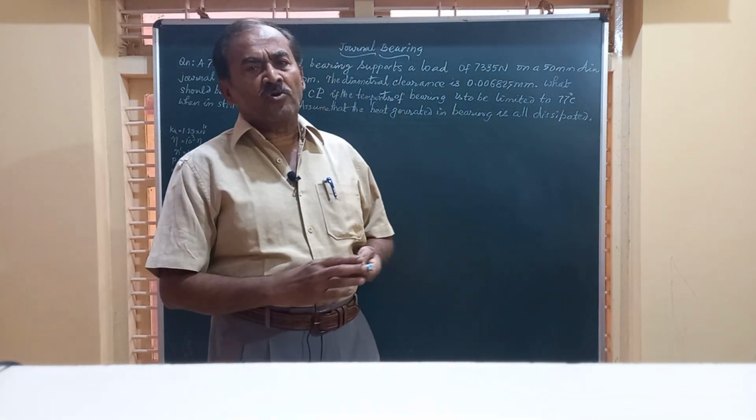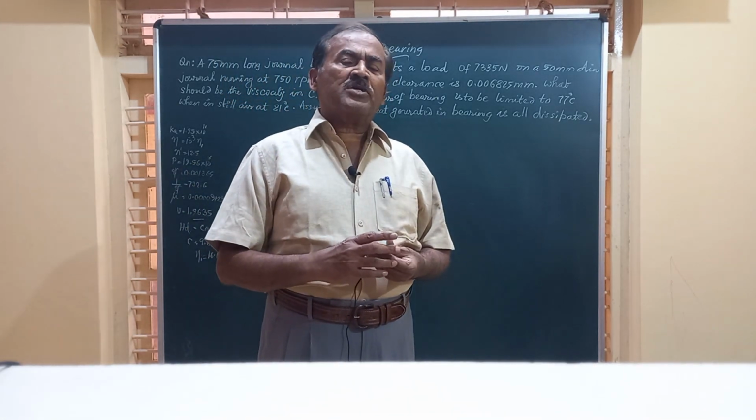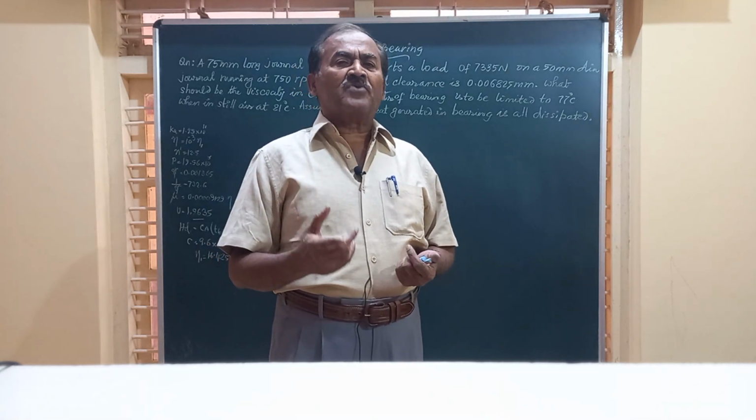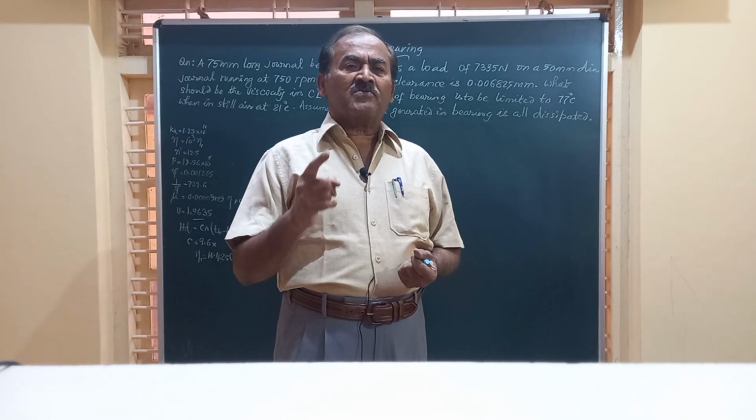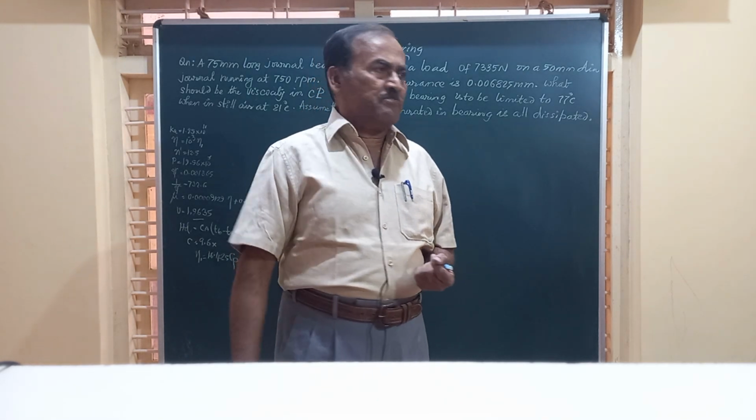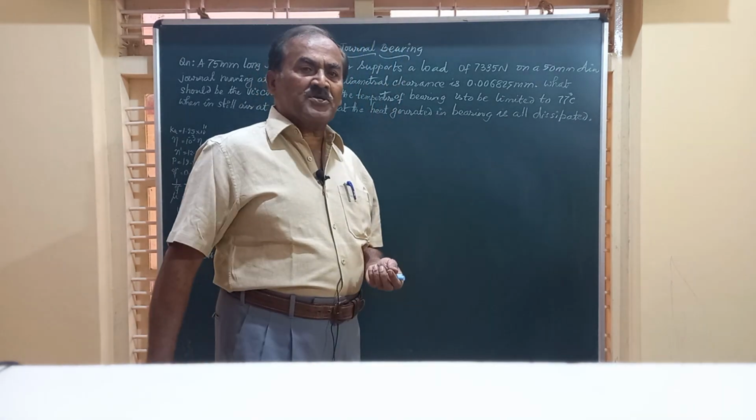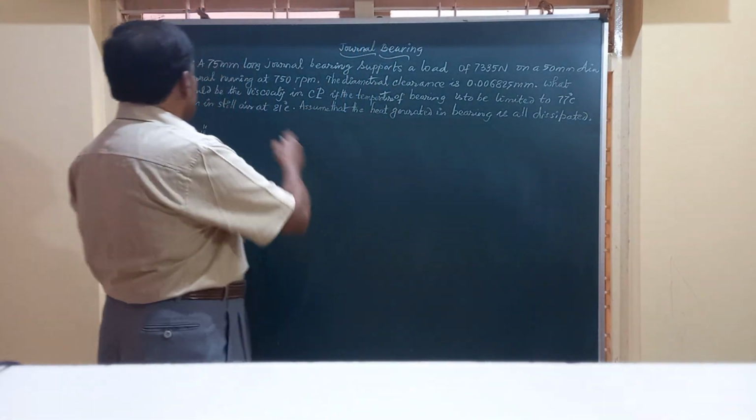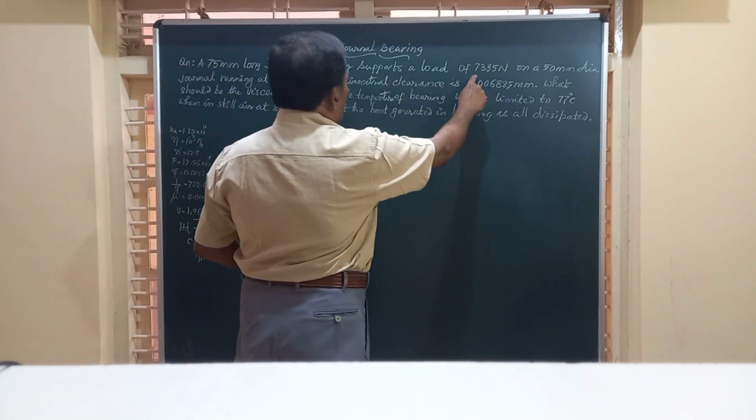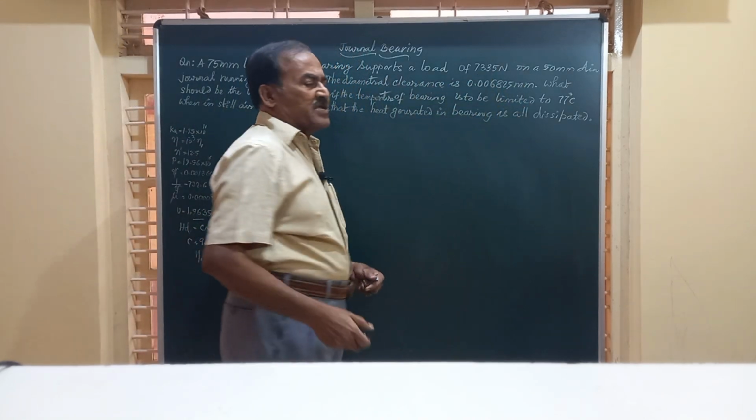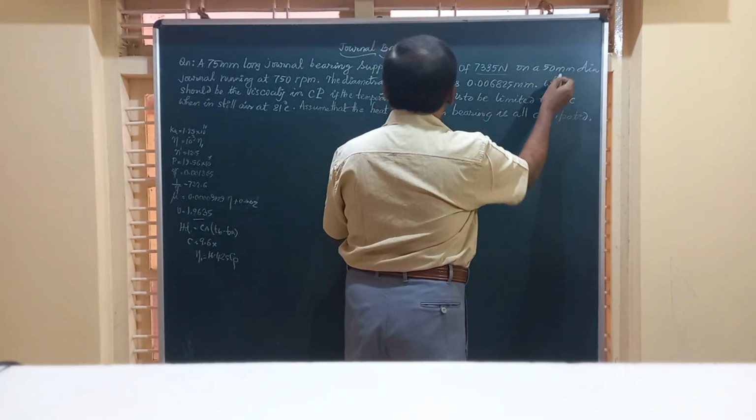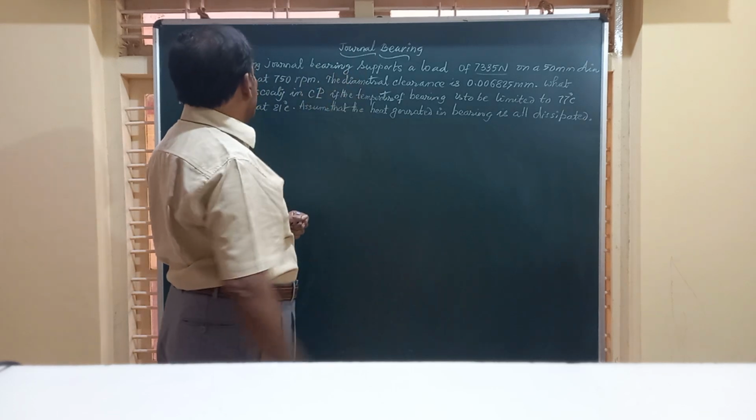And in today's video, we are going to work out a problem on a journal bearing, wherein we have been asked to find out the viscosity of the oil required to sustain a load at a given temperature. The question for today's video reads: a 75 millimeter long journal supports a load of 7335 N on a 50 mm dia. He has given the load, he has given the diameter and the length of the journal.